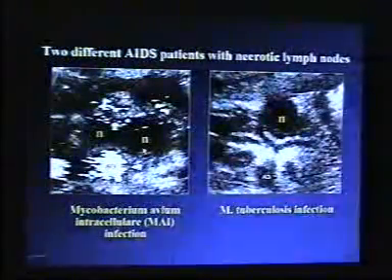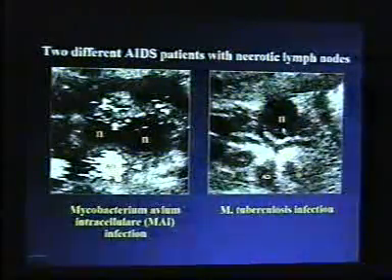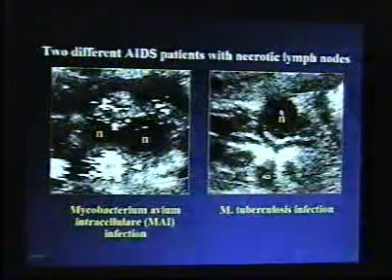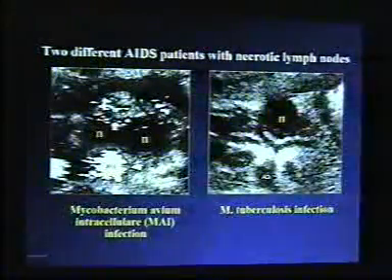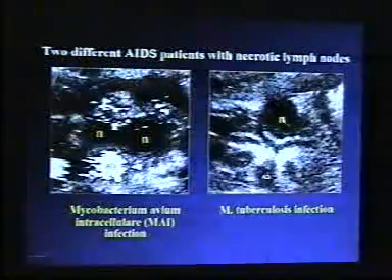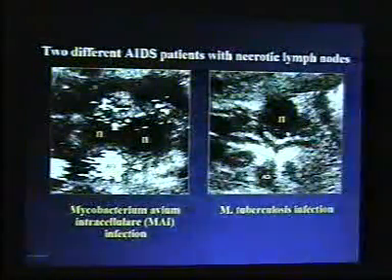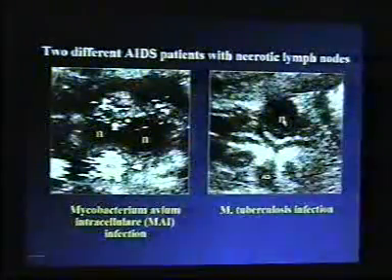Two different AIDS patients with necrotic lymph nodes. These are the necrotic areas and anechoic areas within that. This patient had Mycobacterium intracellulare infection, and this patient had Mycobacterium tuberculosis infection. Both of them having lymphadenopathy with necrotic changes.